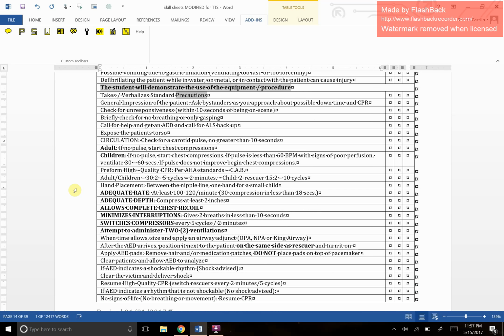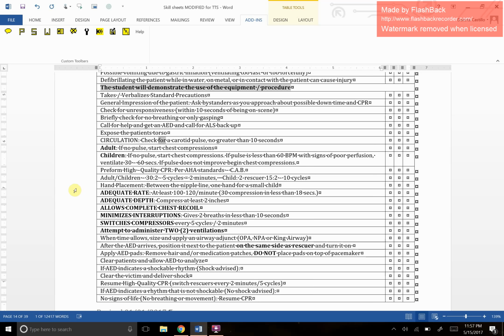Takes/verbalizes standard precautions. General impression of the patient, ask bystanders as you approach about possible downtime and CPR. Check for unresponsiveness, within 10 seconds of being on scene. Briefly check for no breathing or only gasping. Call for help and get an AED and call for ALS backup. Expose the patient's torso.